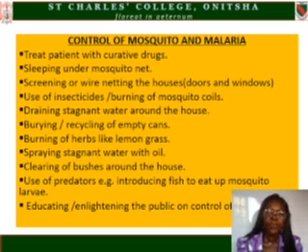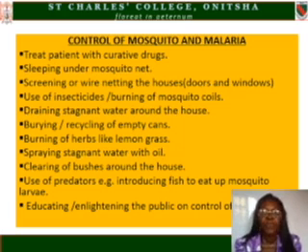Now we have the next one, use of insecticides or burning of mosquito coils. We have so many insecticides. It can be Super Rich, it can be Shelter, and so on and so forth. I'm not advertising anyone.